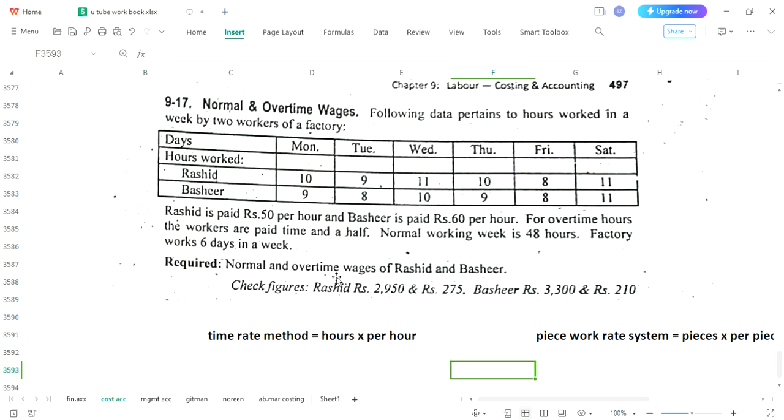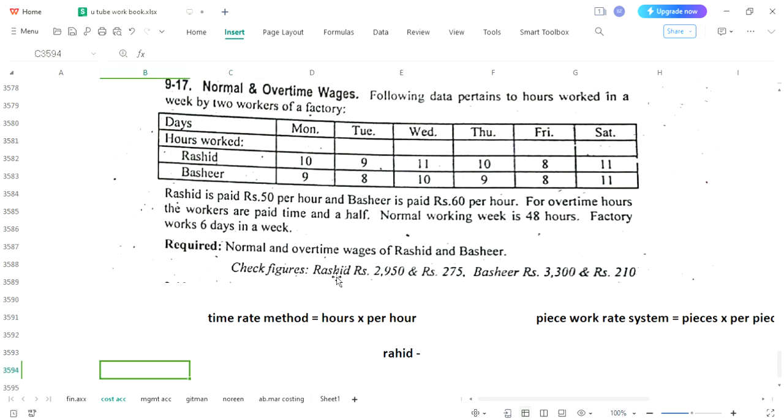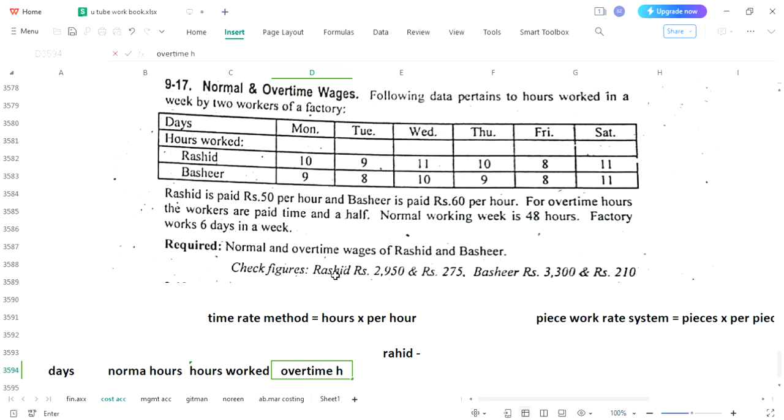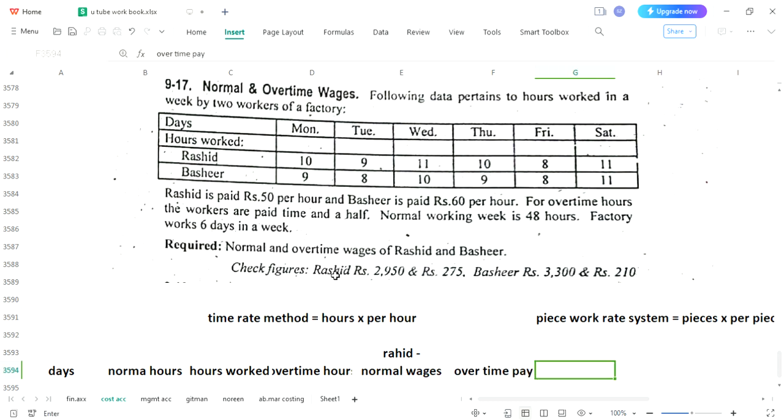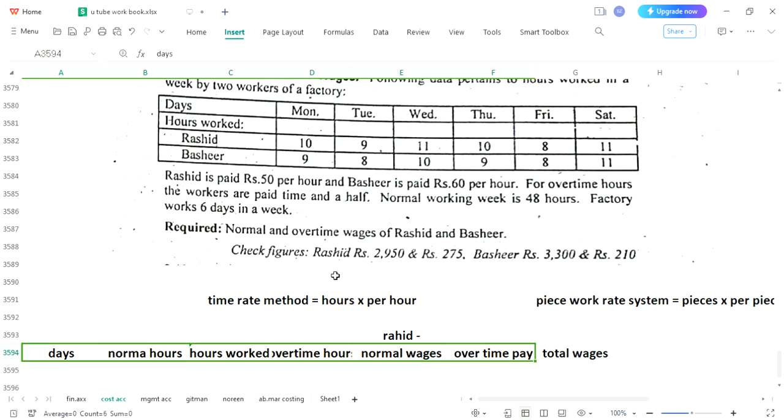First, you can see we have two workers, so let's mention Rashid as the first worker, and for him we will use days, and next is normal hours, then hours worked will be calculated, after which we will see overtime hours, and then we will pay normal wages, overtime pay, and in the last column we will see total wages. This way our proforma would be completed.